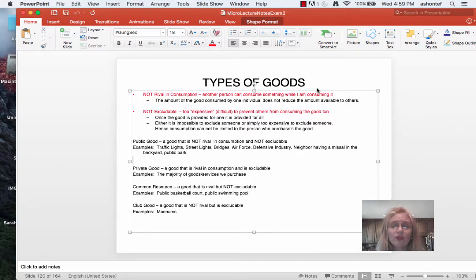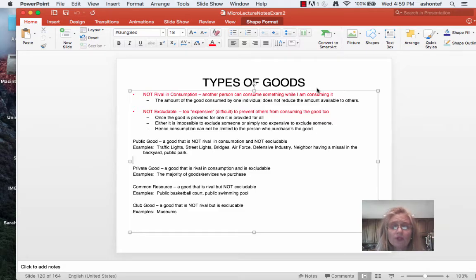A public good has two qualities. It's not rival in consumption, so that means when I'm consuming it, anybody else can. And it's not excludable, meaning it's just too difficult to stop others from, or too expensive, whatever it may be, to prevent others from consuming the good. And given those two characteristics, nobody's going to be able to make money off of those.